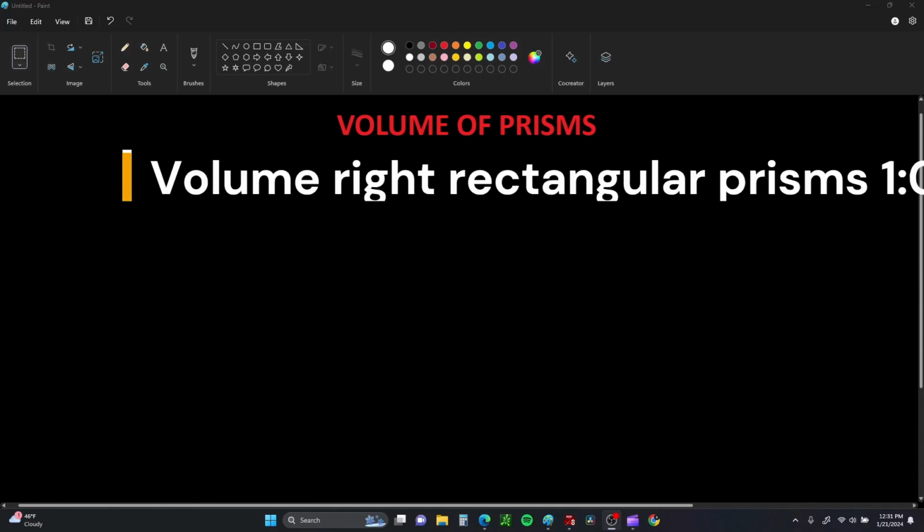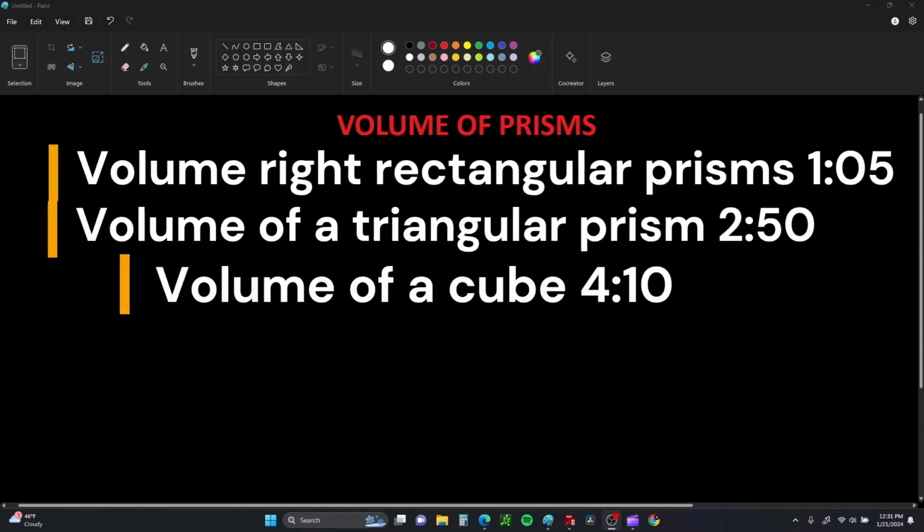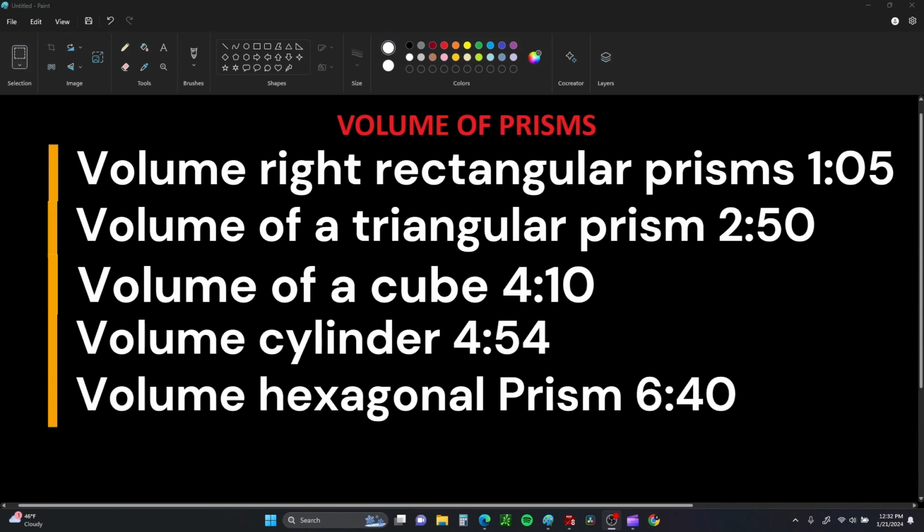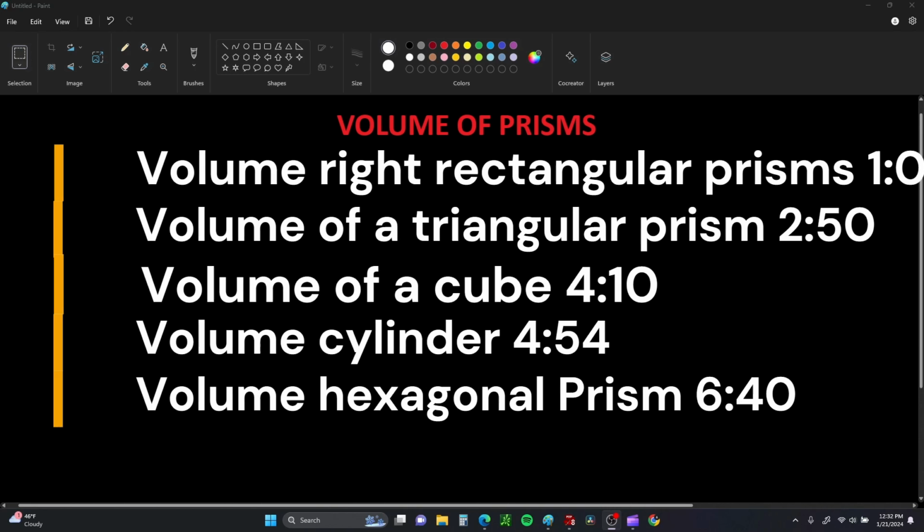Before jumping in the video for volume of prisms, I have the timestamps for the various shapes that are covered in this video. So to respect your time, if you need to jump forward to a particular type, say volume of a cylinder, you would just go to 4 minutes and 54 seconds.